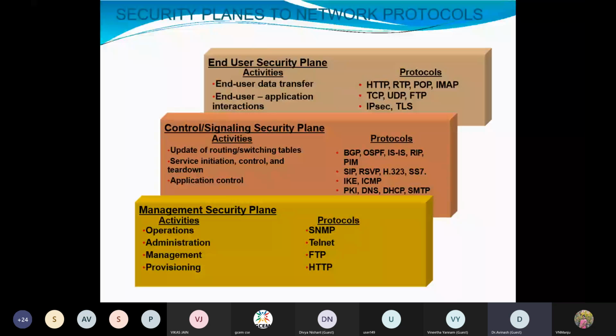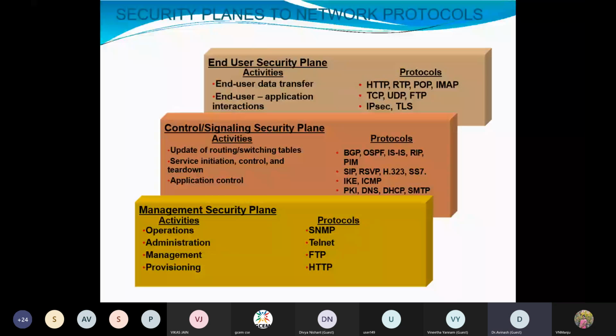Okay, it is responsible for the end user data transfer and end user application interactions. Then the protocols which are used here are the TCP/IP protocol, the user datagram protocol, the file transfer protocol, the HTTP protocol, which is used for end user data transfer, the POP protocol, the IMAP protocol. Okay, so these are the protocols which are used for end user data transfer and end user application interactions.